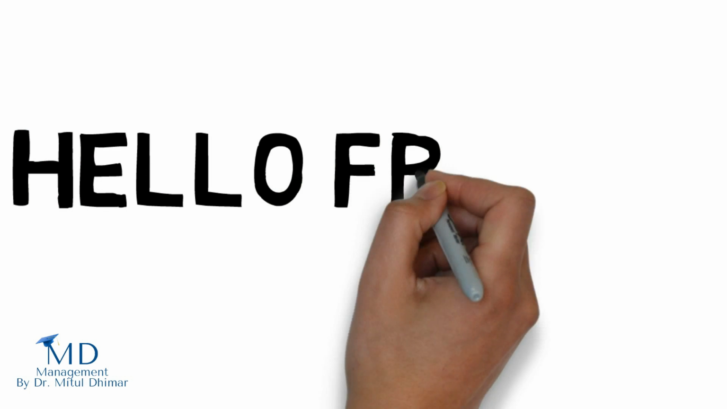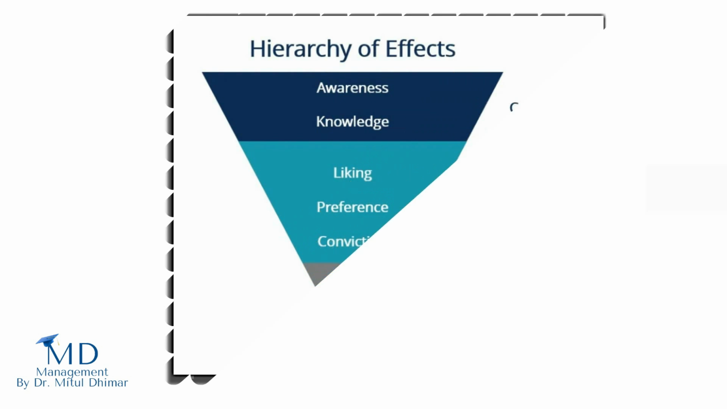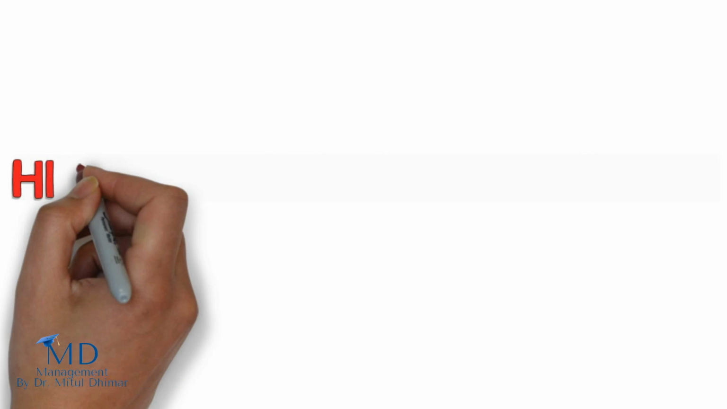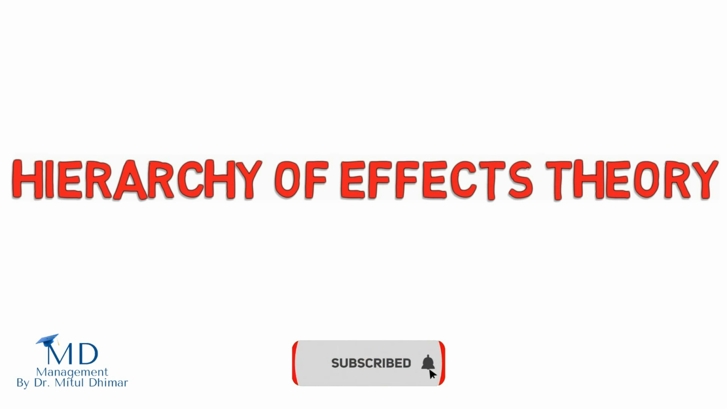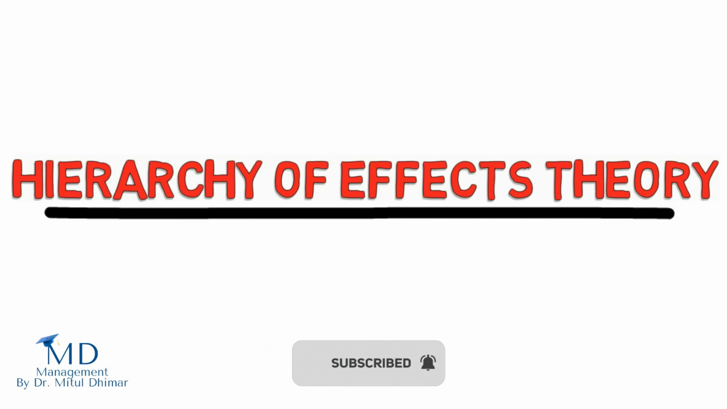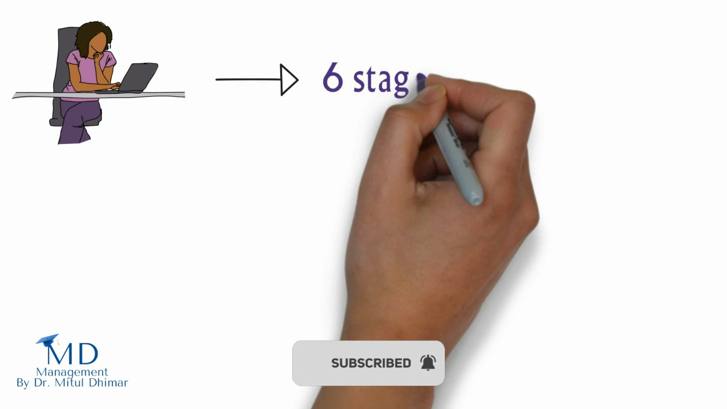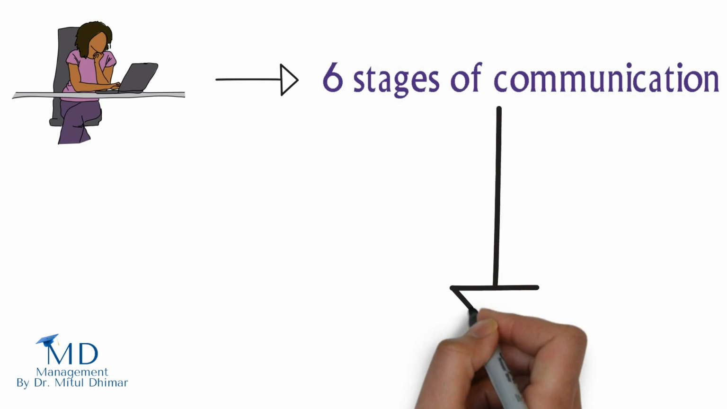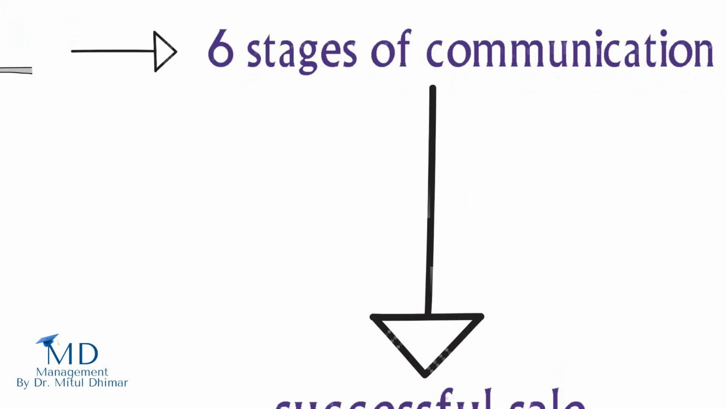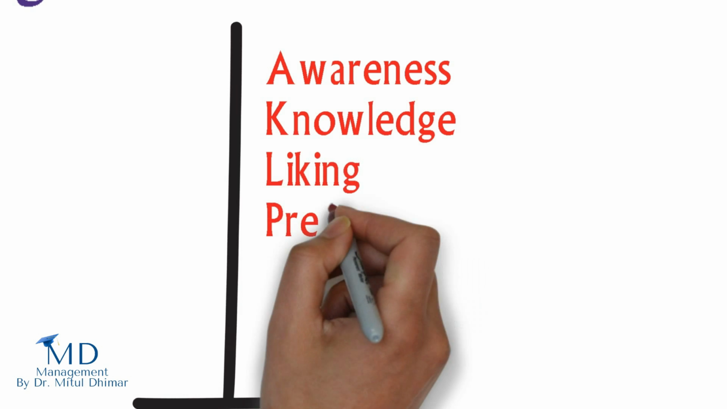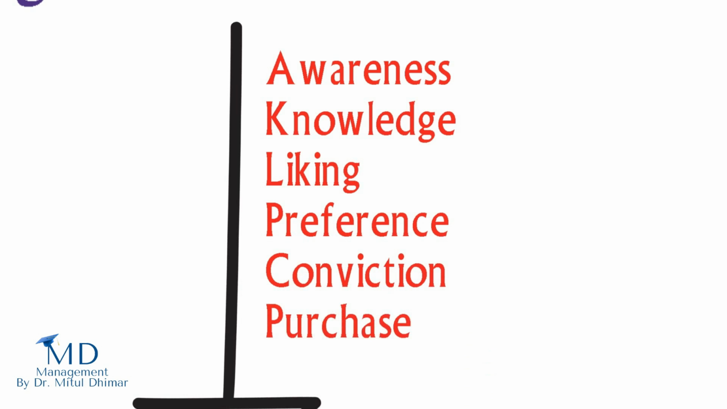Hello friends, today we are going to understand hierarchy of effect model in detail with different examples in each point. First, let us understand what is hierarchy of effect theory. The theory explains that the consumer has to go through 6 stages of communication in order to make a successful sale. They are awareness, knowledge, liking, preference, conviction, purchase.